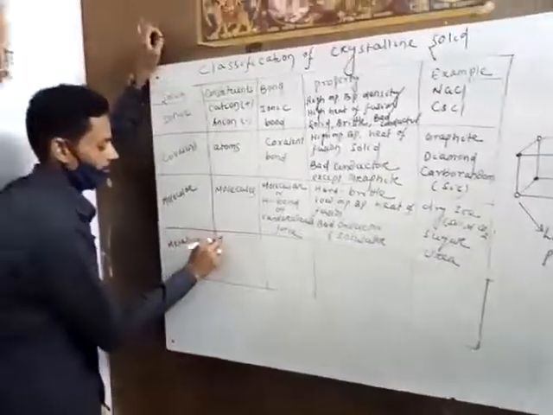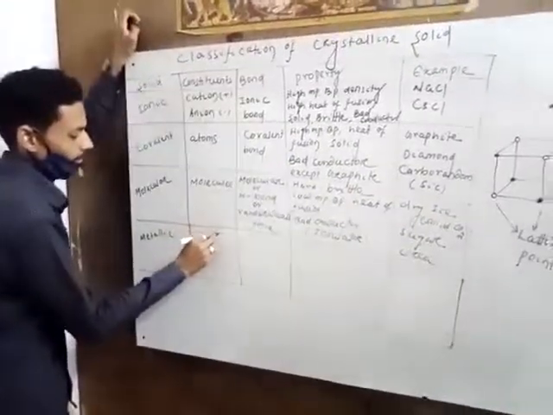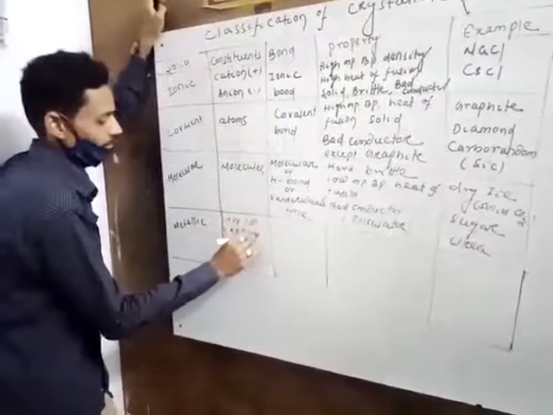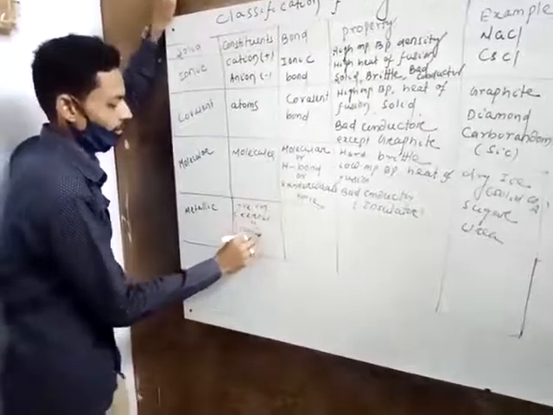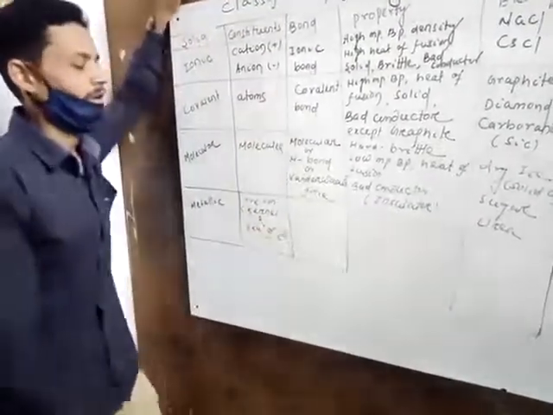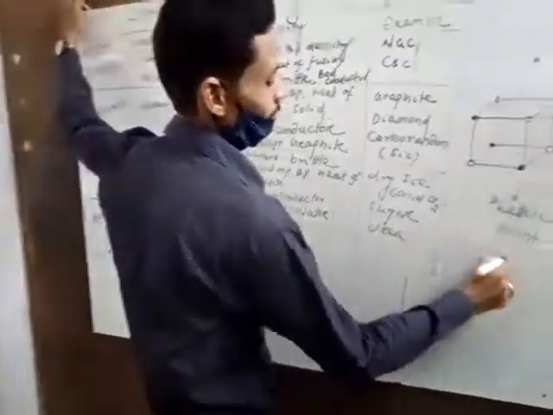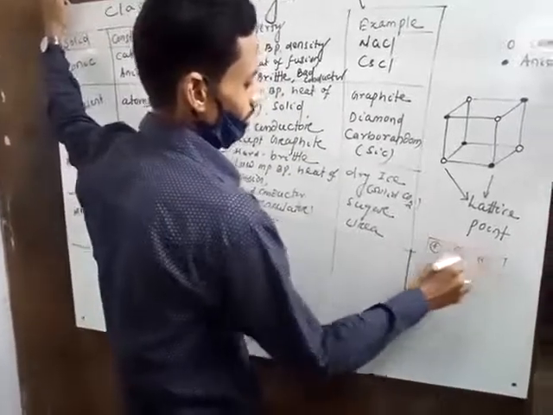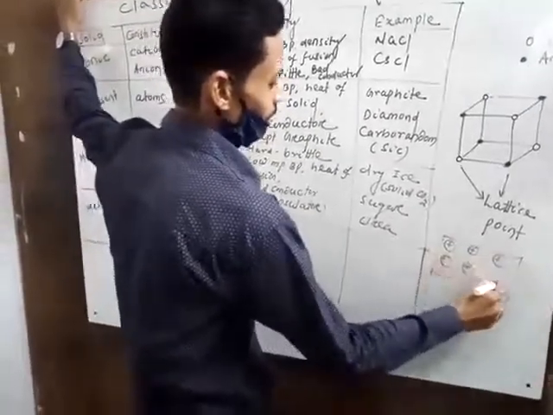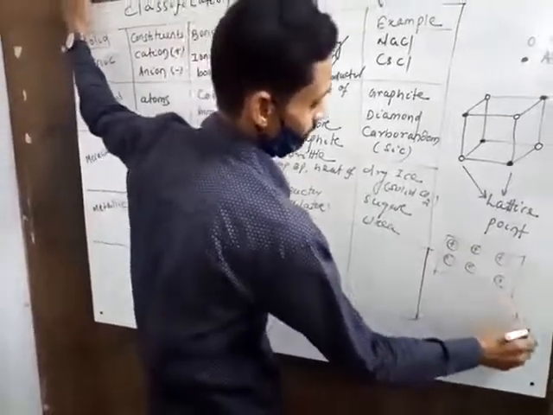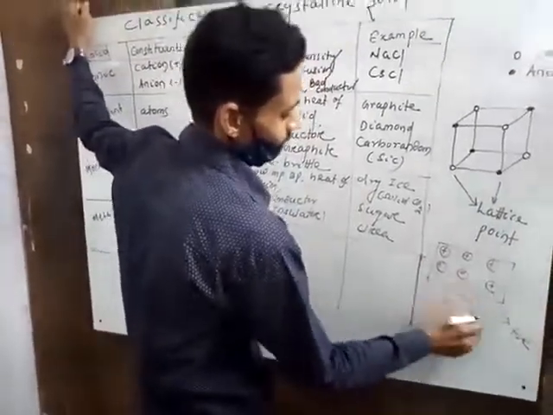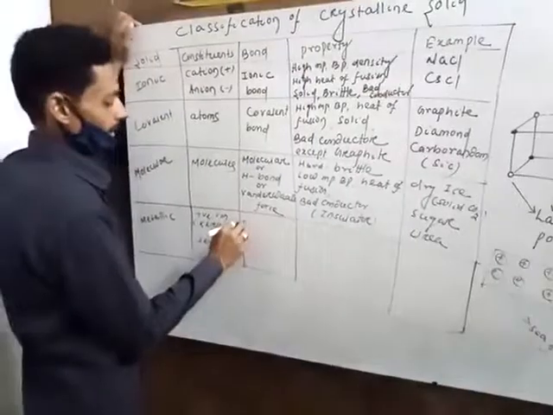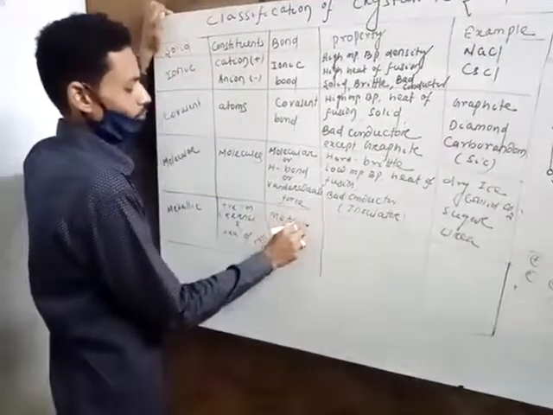Metallic solid. It contains positive ions. Positive cations are called kernels, and there is a sea of electrons. Here we take a sea of electrons, meaning a large number of electrons are present, and in the sea of electrons the positively charged ions are present. So here the bond is metallic bond.